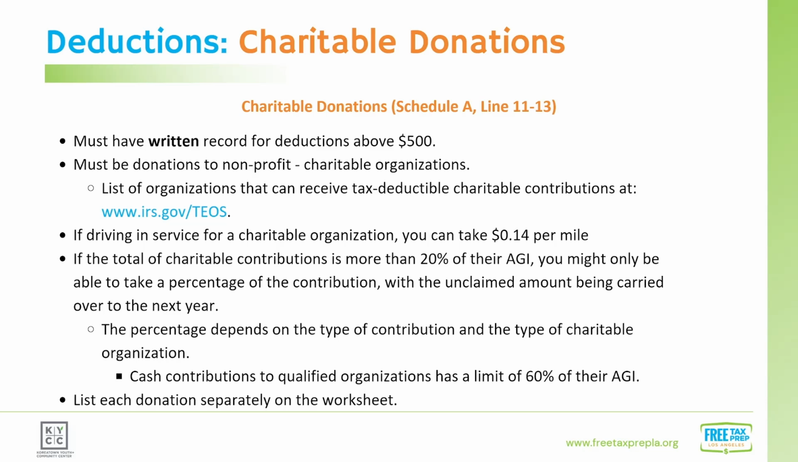If the total charitable contribution is more than 20% of a taxpayer's AGI, you might only be able to take a percentage of that contribution, with the unclaimed amount being carried over to the next year. That specific percentage does depend on the type of contribution and the type of charitable organization. But generally, cash contributions to qualified organizations has a 60% limit of their AGI. Please remember to list each donation separately on the worksheet.